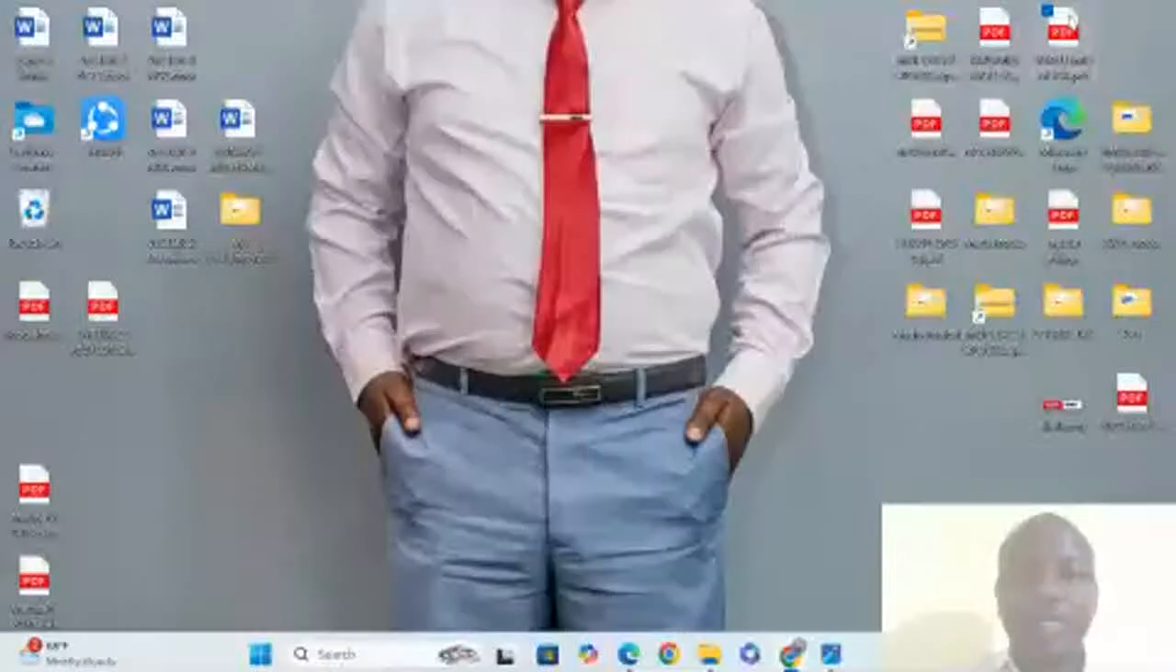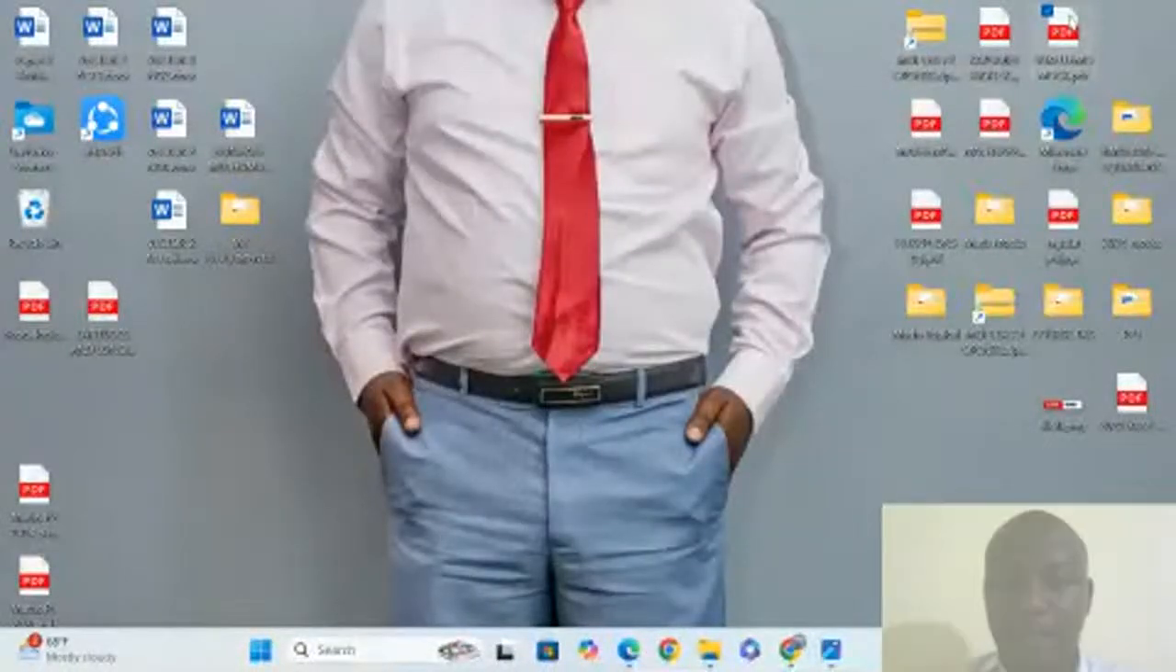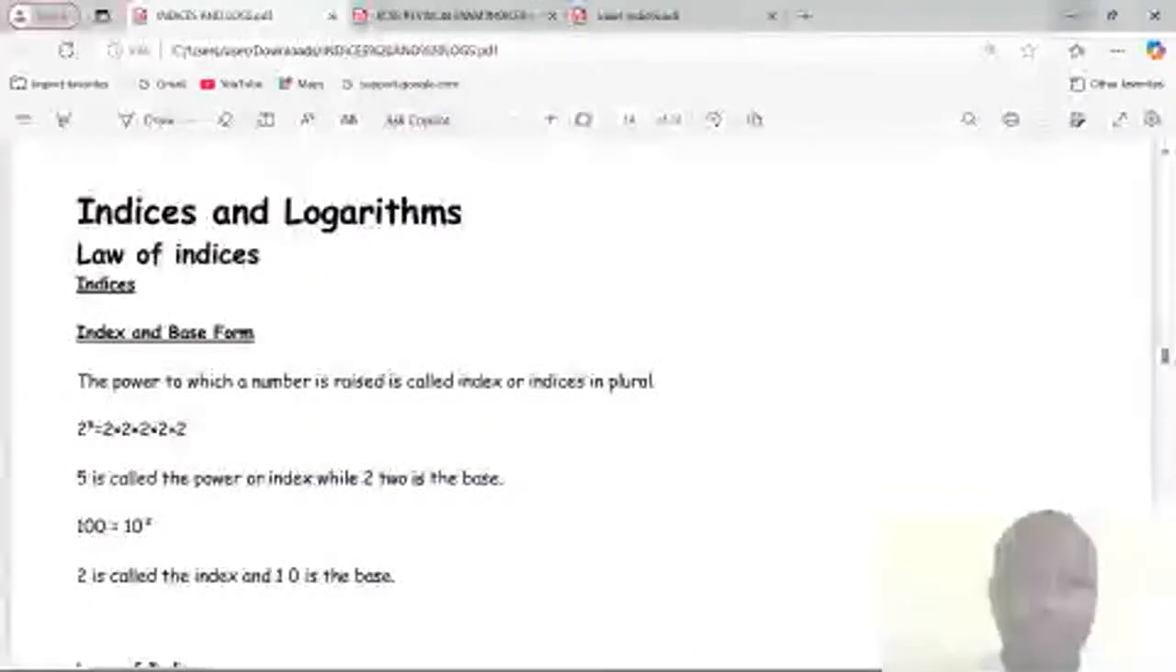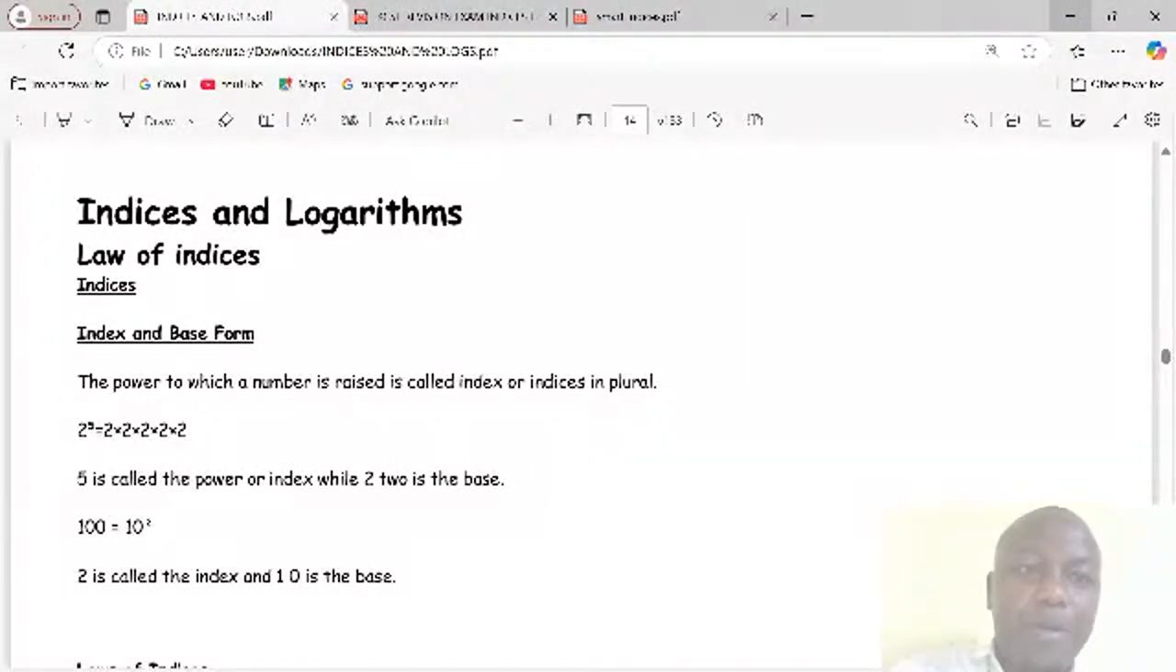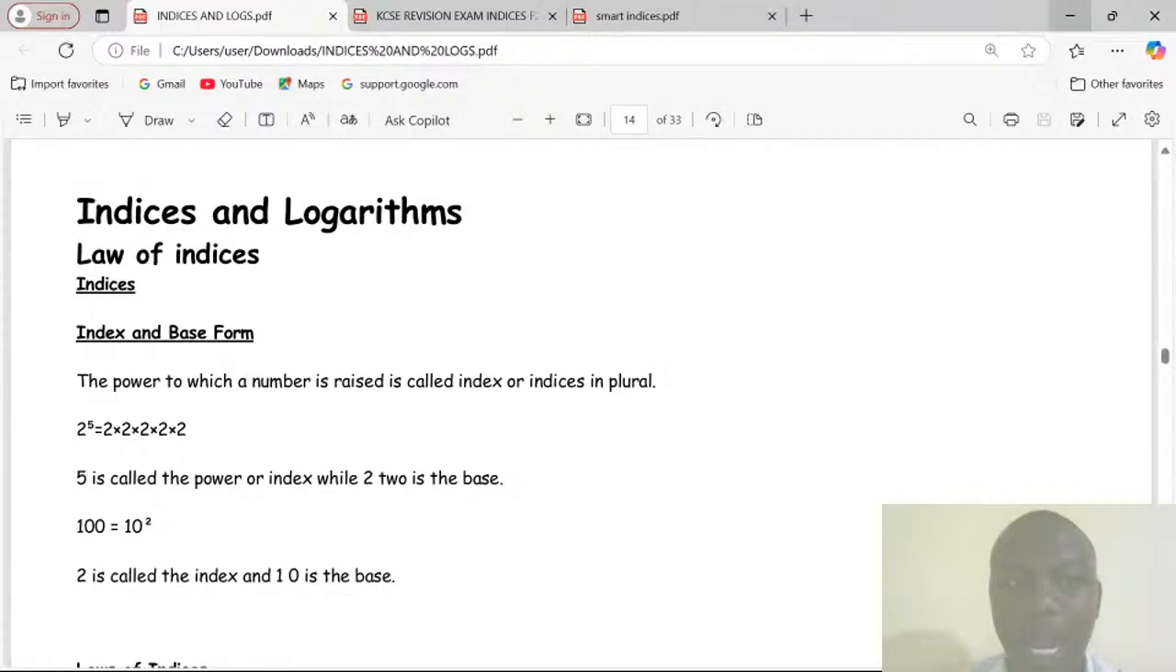The topic that we're going to discuss today is also a strand in grade 9, and therefore I'm going to accommodate both categories of students. So whether you are preparing for KCSE or whether you are preparing for the Kenya Junior Evaluation, you are in the right platform for indices and logarithms.